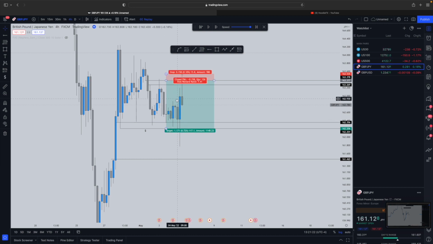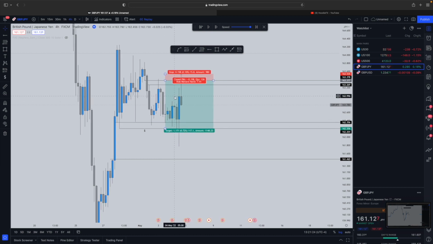And this went for about 110 pips. I think I closed at 110 pips, but I think it went for 117, as you can see here. But that was the trade, y'all. That was the trade analysis.